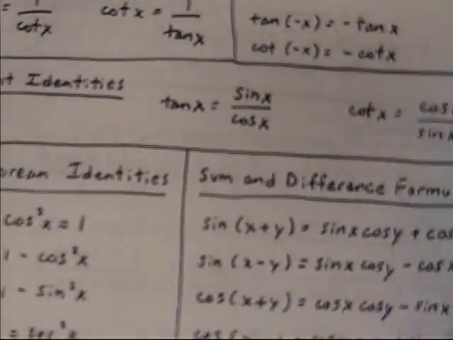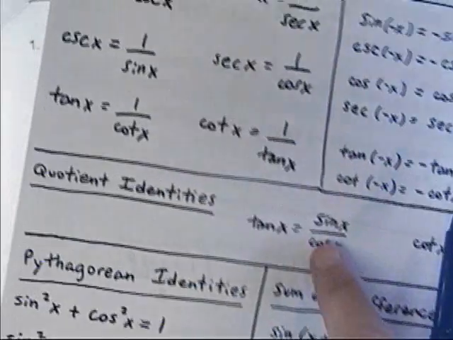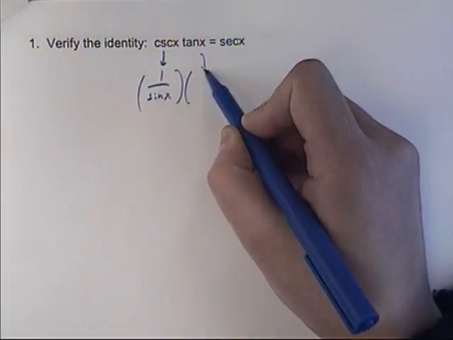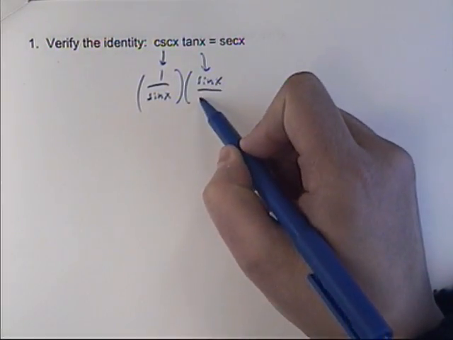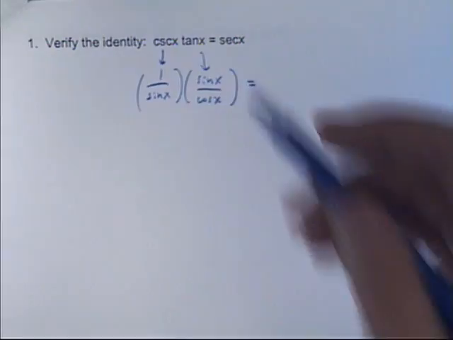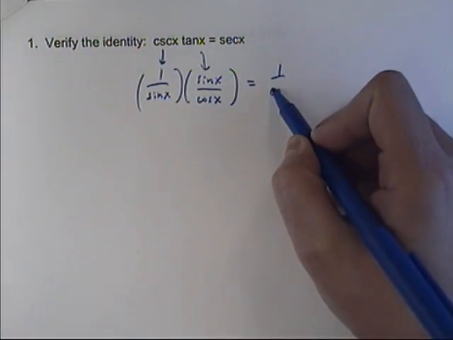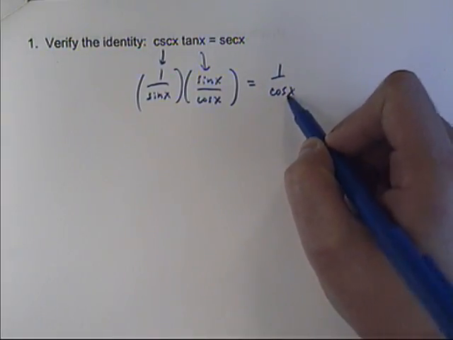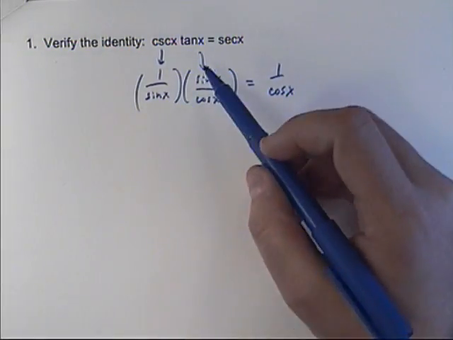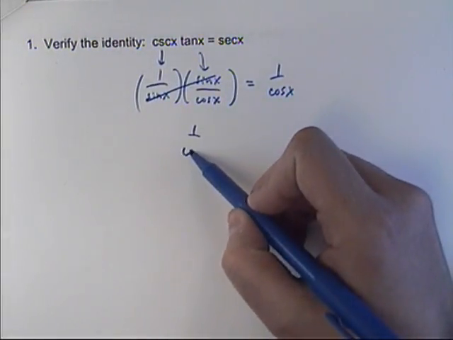Tangent, you have a couple options with tangent. The most obvious one would be this one, sine over cosine. There's also this one, 1 over cotangent, but that's used a lot less often. So I'm going to go ahead and use this one, sine over cosine. And then secant. Secant is 1 over cosine. Now, you can see on this side that the sines are going to cancel, and you get 1 over cosine here.